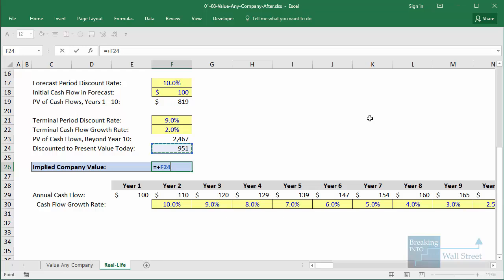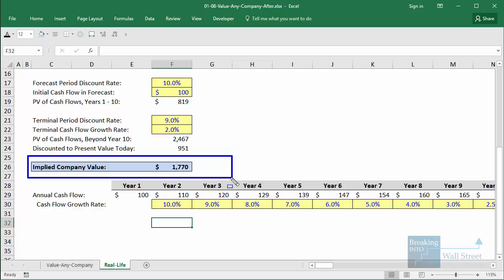And the implied company value is just what its cash flows are worth in years 1 through 10, and then what its cash flows are worth beyond the end of year 10. And that's a flavor of how we can get to a company's implied value in a very simple way. We would then compare this to its current value and see if the company is worth investing in.